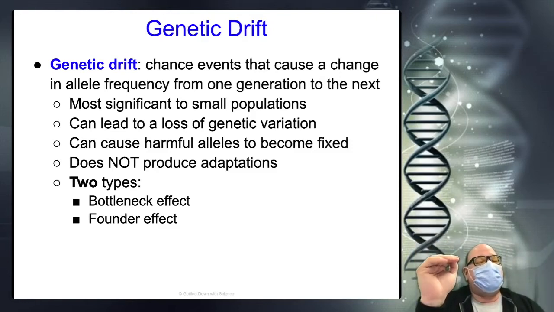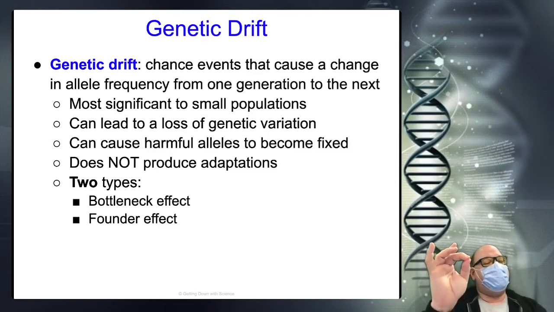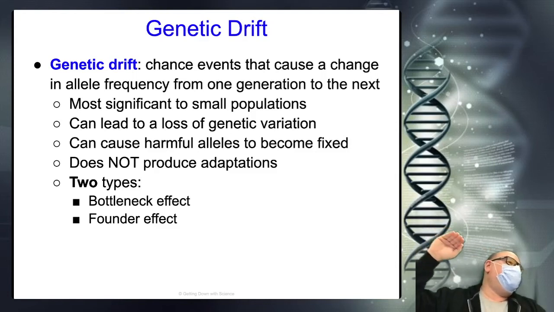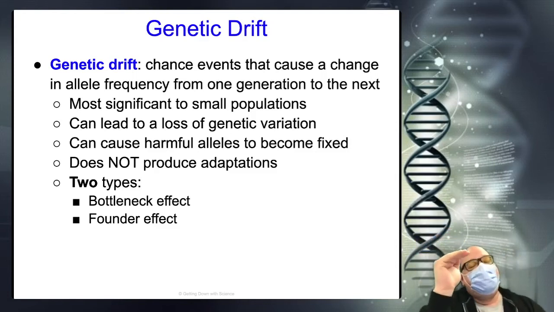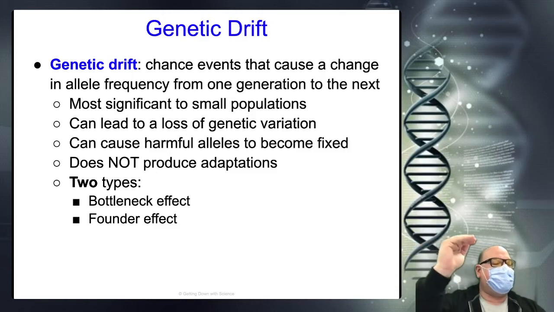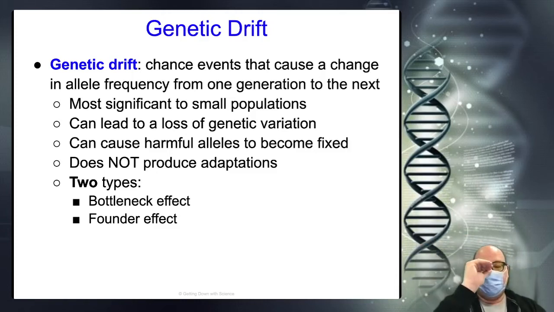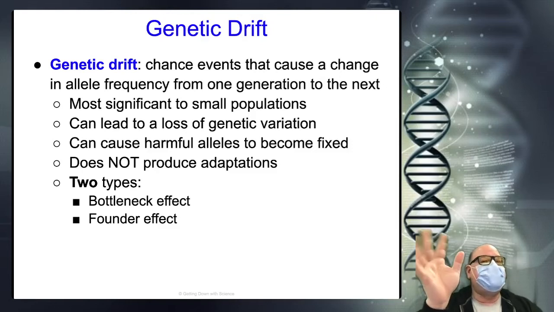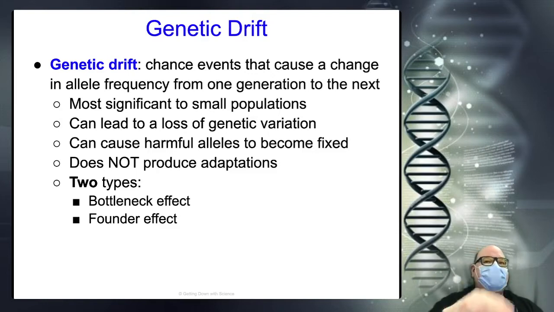So this can cause harmful alleles to become fixed, because we have people who have harmful alleles mating and reproducing with people that also have harmful alleles, and just by random chance they can start showing up more often. So this usually doesn't make adaptations. Genetic drift just changes the population, not through adaptation. It's random.